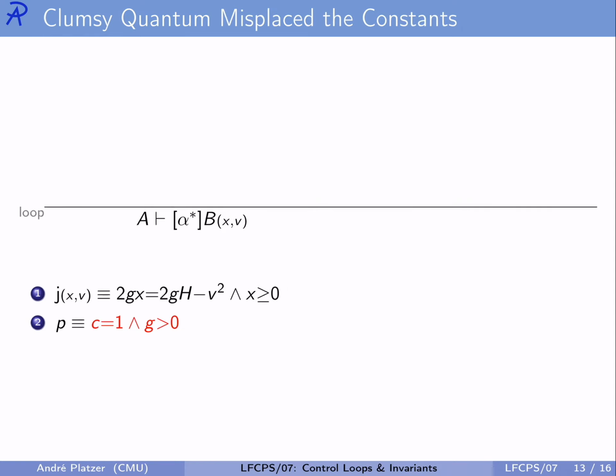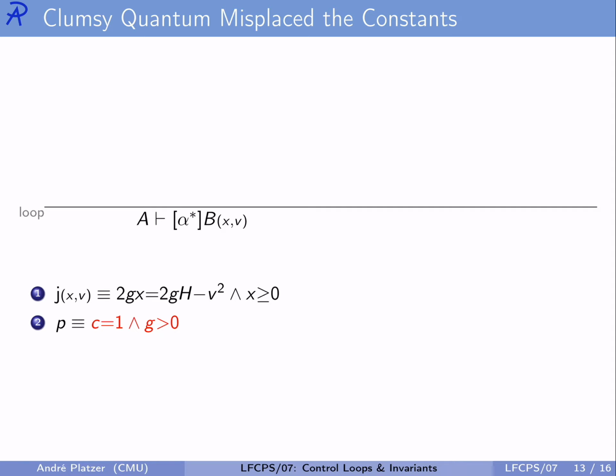Okay, in addition to accidentally having solved differential equations from the initial state, quantum was clumsy also because he misplaced the constants. Remember, in the middle of the arithmetic proving, we suddenly found out that quantum desperately needed to know that the damping coefficient is exactly 1, and the gravity constant is positive. And of course, you get into trouble if you just randomly dream up extra assumptions in the middle of the proof. How do we make sure those assumptions are actually available when we need them in the proof?